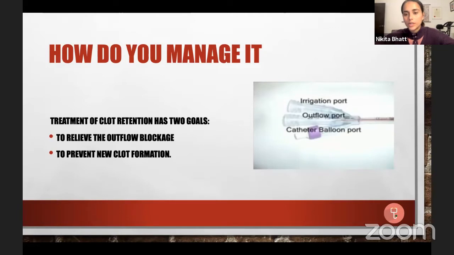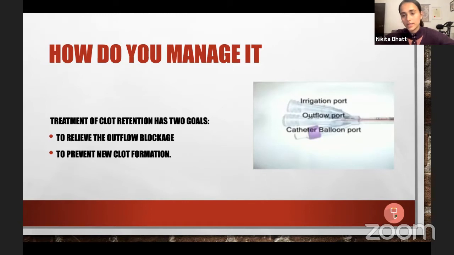So if you see a patient like this in A&E, obviously you go through your basic management, so your ABCD, make sure they're stable first, and send off bloods. If they're unstable, you can do an ABG at that point. Start fluids if they're hypotensive, etc. But for managing the clot retention itself, you've got two goals. You want to relieve the outflow blockage, and you want to prevent new clot formation.